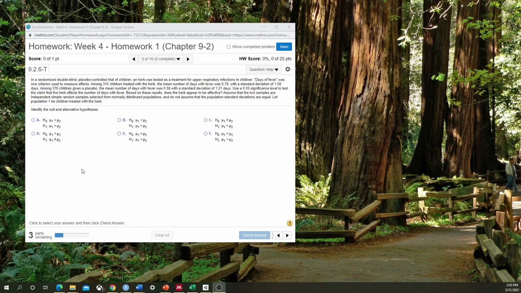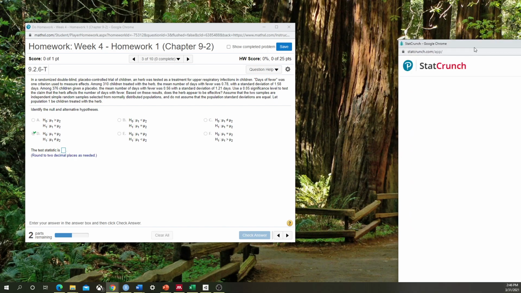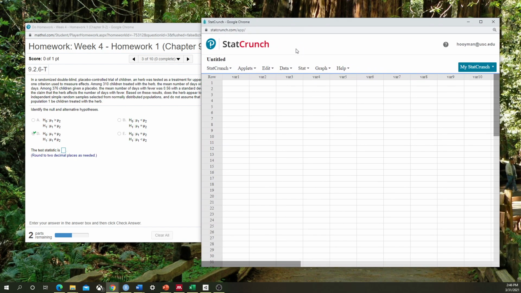Here I am at question 3 of homework week 4, homework 1, and I am going to give a guess here what this is going to be. Good, I knew that it had to be one of these three, and I didn't see any language that said greater than or less than, so I just went with not equals to. I don't have any data here, so I'm going to open up StatCrunch, and I'm going to do this through the summary of the data that they give me within the question.